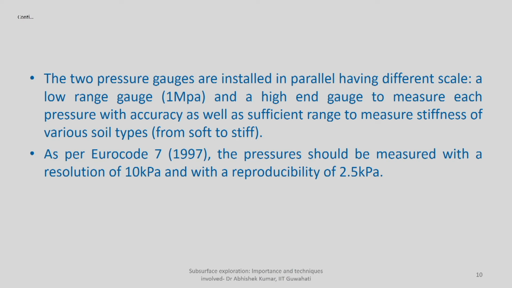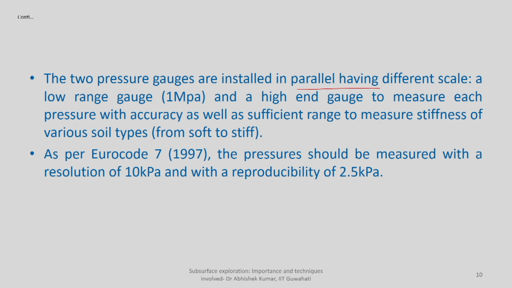Generally we go for two pressure gauges, and these two pressure gauges work in parallel. One pressure gauge will measure the higher fraction of the pressure applied by the gas cylinder, and the second one will measure the smaller unit of the pressure applied. Like if 354 is the pressure, one will measure 300 and the second one will measure 54. So you can measure accurately the larger fraction of the pressure as well as the smaller fraction. So two pressure gauges are installed in parallel.